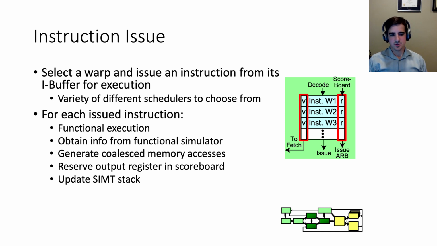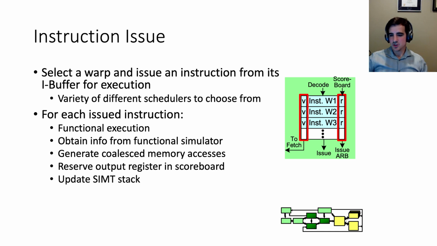And at issue, you also reserve the output register in the scoreboard. Okay, so the basic scoreboard we studied in class, the in-order scoreboard is used here in the simulator. And when you do the issue, you basically take that output register out, so that way no other instruction can come in and clobber that output register before we've actually written it back. And if it's a branch instruction, then we have to update the SIMT stack. If it's not an instruction that affects control flow, then there's nothing to do here except simply move the program counter for the top of the stack forward.